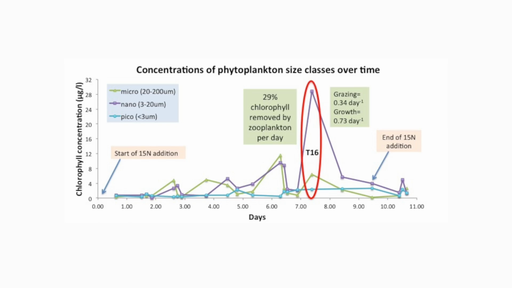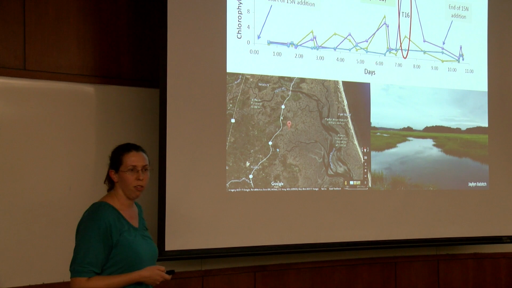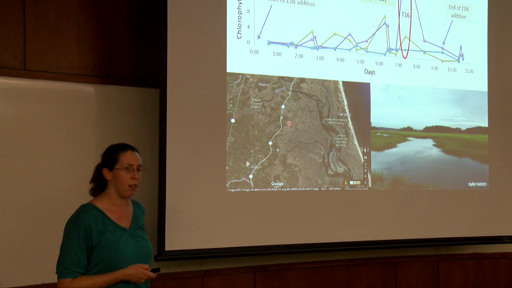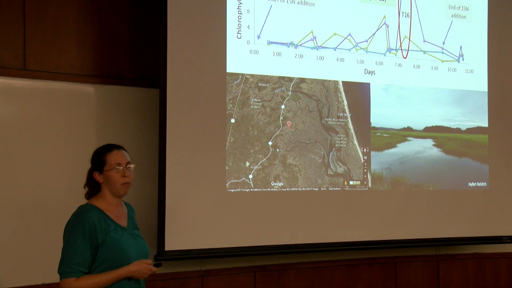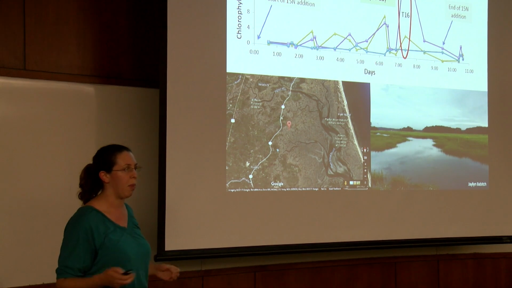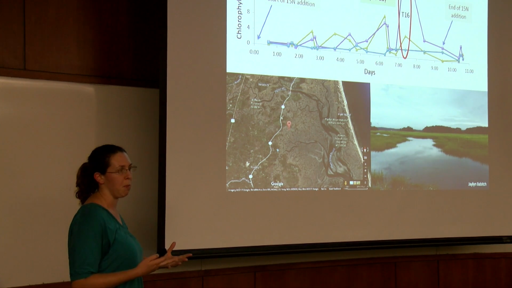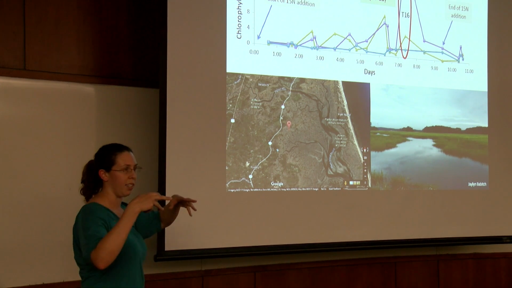And I was particularly interested in this large peak by the nanophytoplankton, the medium size. On this day, I found that it corresponded with a lot of zooplankton grazing. And so this indicates that the phytoplankton community is structured by both nutrient inputs from the bottom and zooplankton consumption from the top.